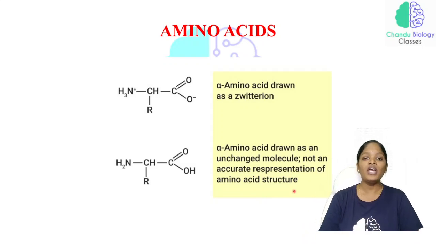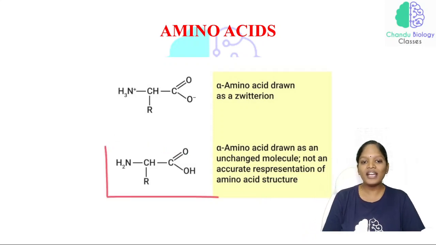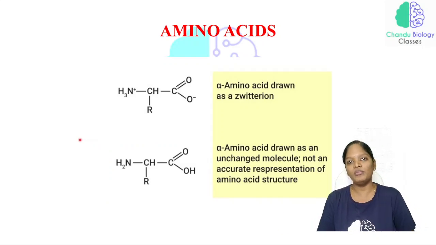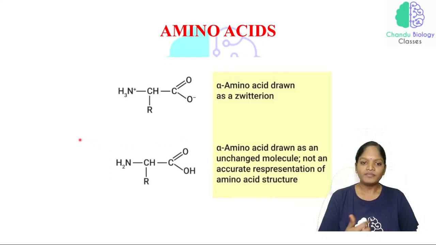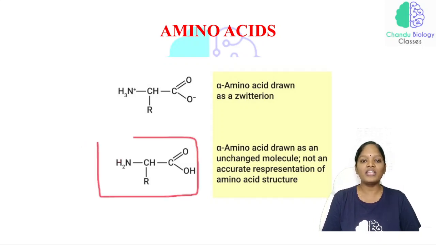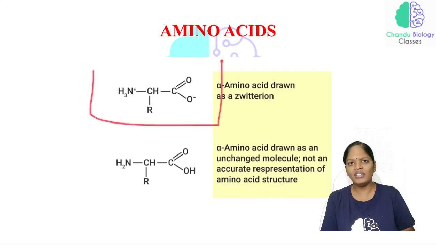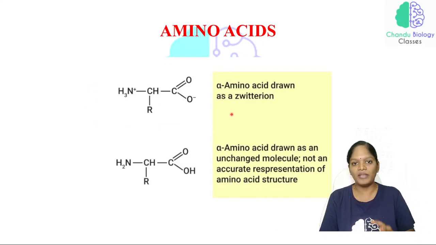So you should know this amino acid can't exist in nature. Why? Because the amino acid has to react with something, only then can it become a polypeptide and make up the protein. Definitely it has to react with something. That is why we say this is not an accurate representation of an amino acid structure. But you should know it always exhibits either donating a proton or accepting a proton. This is how an amino acid will be. So this is a basic difference you should know.